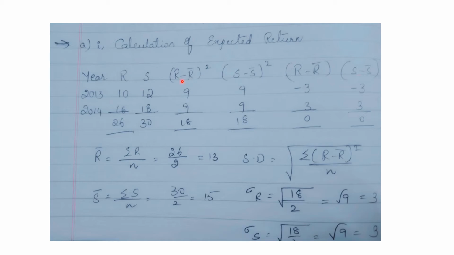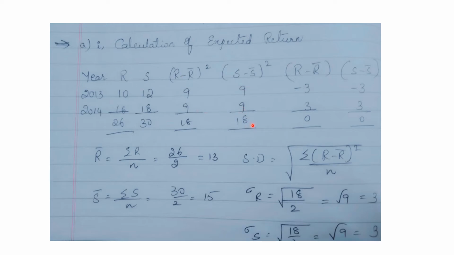Now the thing is you have to square it. So that is minus 3 the whole square, again minus 3 the whole square, that comes to 9. Same way, 3 the whole square here is 9, again 3 the whole square is 9.